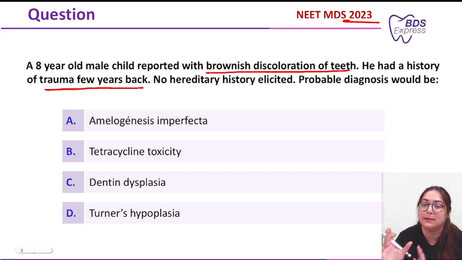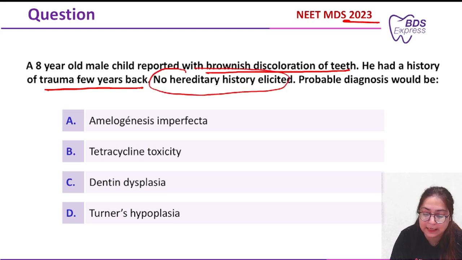That means the siblings of this child, they are normal. They don't have any discoloration on their teeth. And again, that will rule out the other diagnosis. So you need to keep this in mind. Now they're asking about the diagnosis. Options given were Amelogenesis Imperfecta, Tetracycline Toxicity, Dentin Dysplasia, or Turner's Hypoplasia.